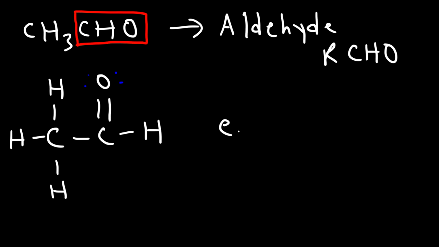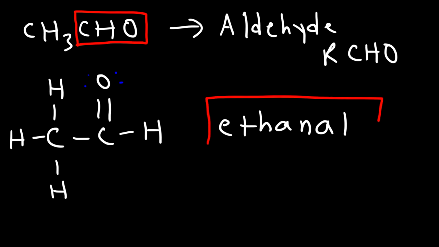Now, we have a 2-carbon molecule, so instead of saying ethane, we're going to drop off the E and replace it with al. And so that's how you name an aldehyde. So this is ethanal.